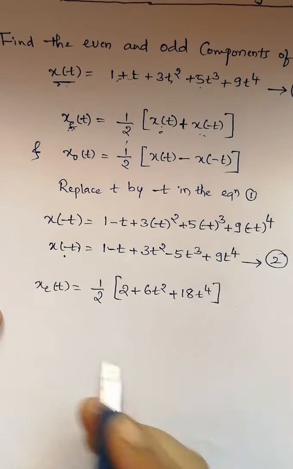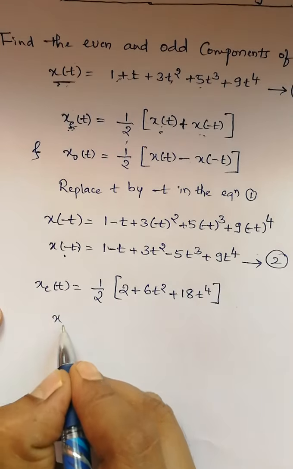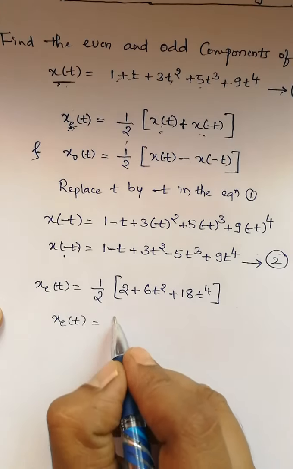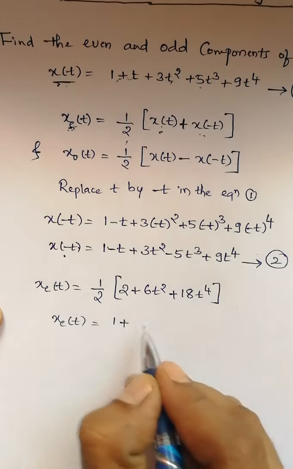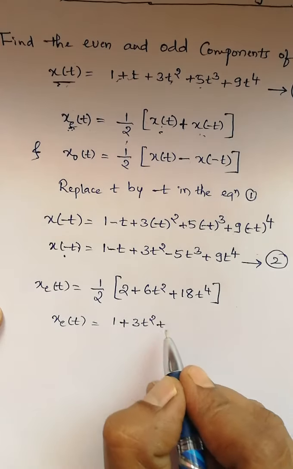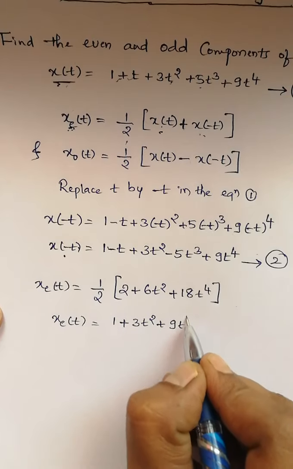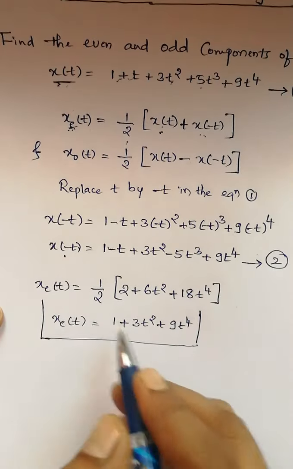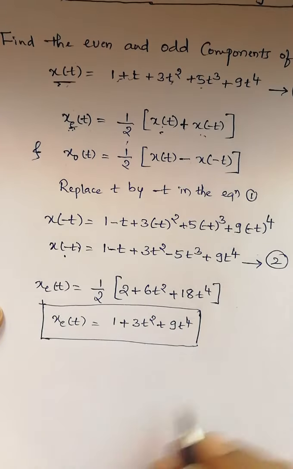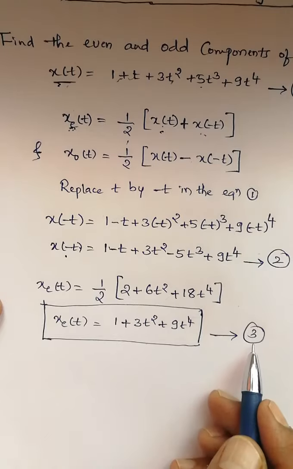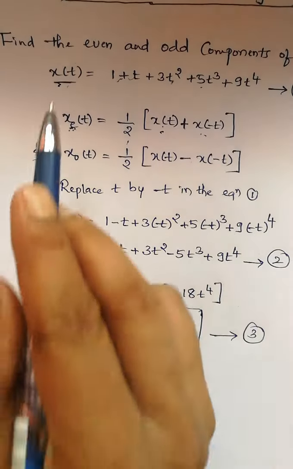For the simplification, dividing by 2, xe of t is equal to 2 divided by 2, which is 1, plus 6 by 2, which is 3t square, plus 18 by 2, which is 9t to the power 4. So this much even component is present in the given signal. Let us represent it as equation number 3: xe of t, which is the even component of the given signal.